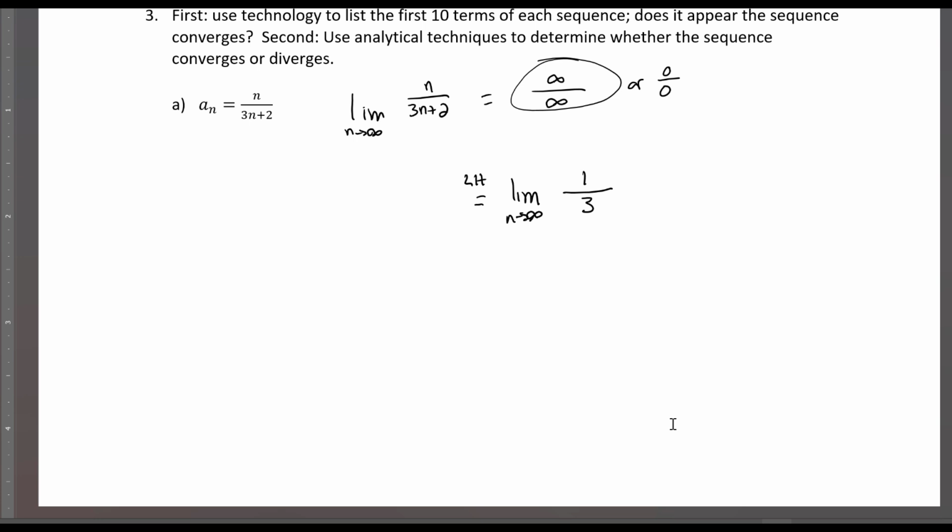In this particular example, when we use L'Hopital's rule, we end up just getting 1/3 as our limiting value, which is what we saw in the table. And so in this case, since this limit is a finite value, we're going to say that the sequence converges. And I'll just put over here, this is a finite value. Okay, so if this limit turned out to be infinite, we would say that the sequence is diverging. But in this case, the value is finite, and we will say the sequence converges.